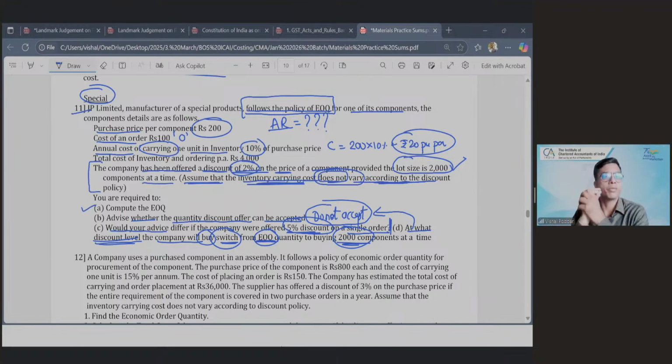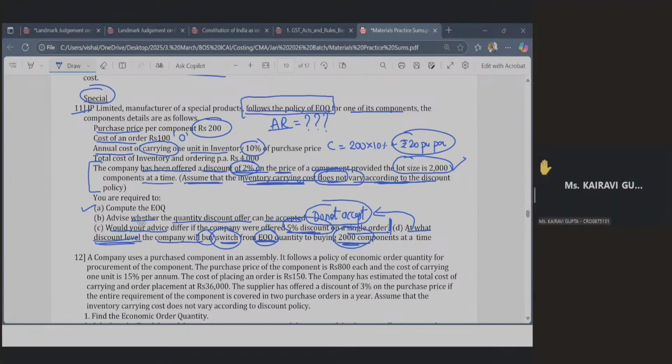No, no, beta. Please understand the question. They are asking, at what level will you switch from EOQ to 2000? Now in B, where the discount was 2%, we said do not accept the offer. So we were not ready to switch. That is why they are asking, tell me at what discount you will be comfortable to switch.